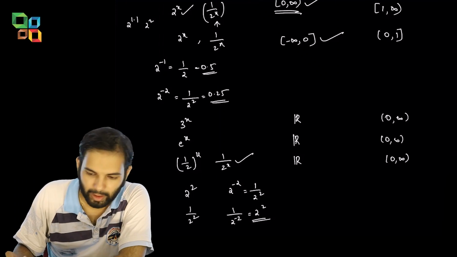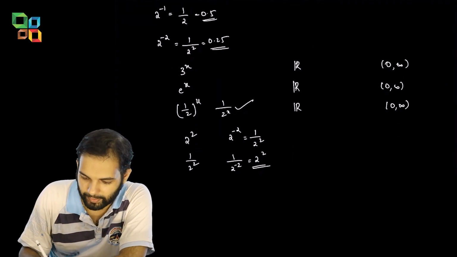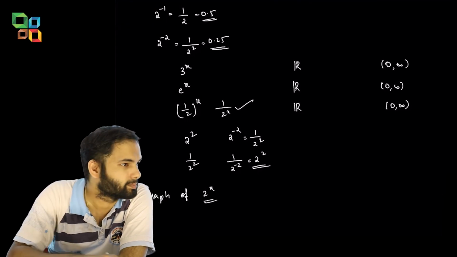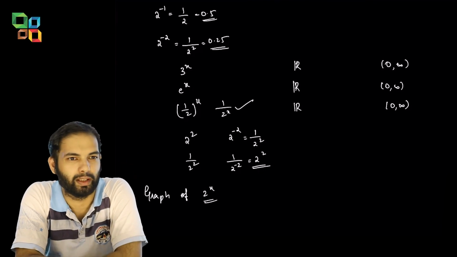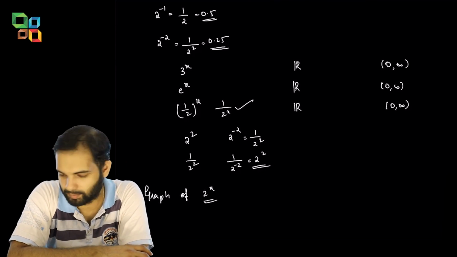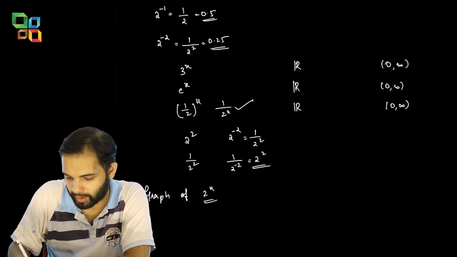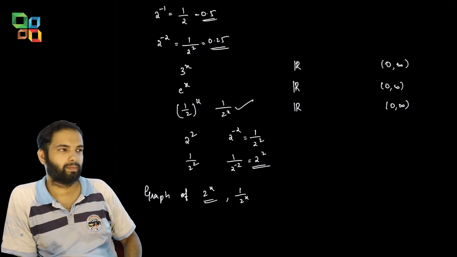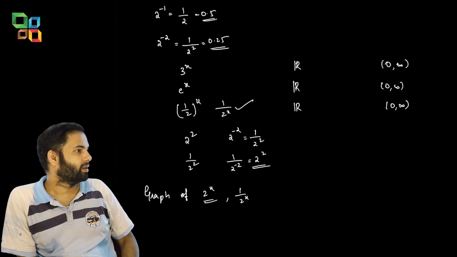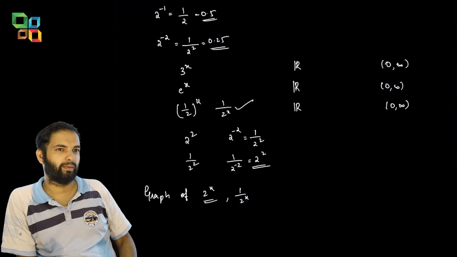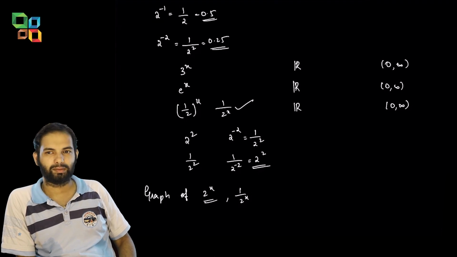Okay. Now I want you to do one thing. Draw the graph of 2 power x. I want to see how it looks. After that, you can draw the graph of 1 by 2 power x. Both I need. So 2 graphs. Straight line? Just try and draw it. Let's see. Let's not guess. Let's take some values and try to draw the graph.